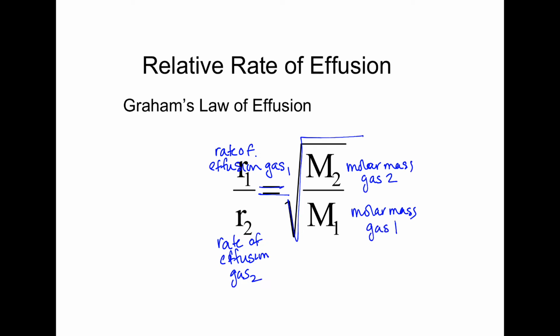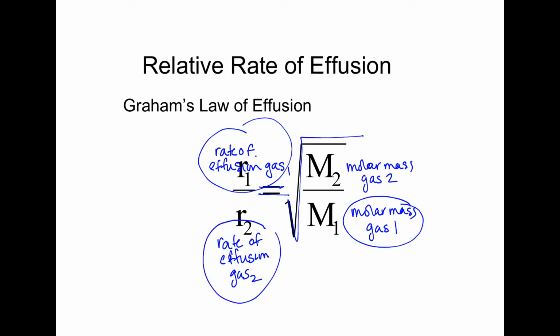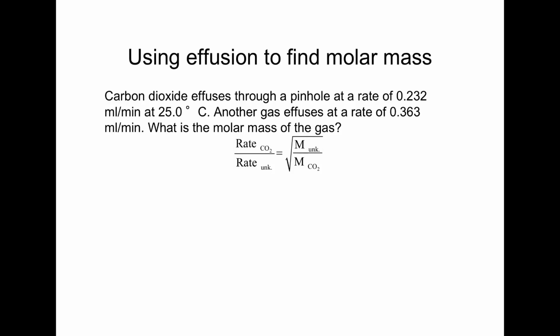So this is an equation that we can use where we can measure the rate of effusion of one gas, we can know the molar mass of that gas, and then if we can measure the rate of effusion of a second unknown gas, we can find that gas's molar mass. So let's do a practice.